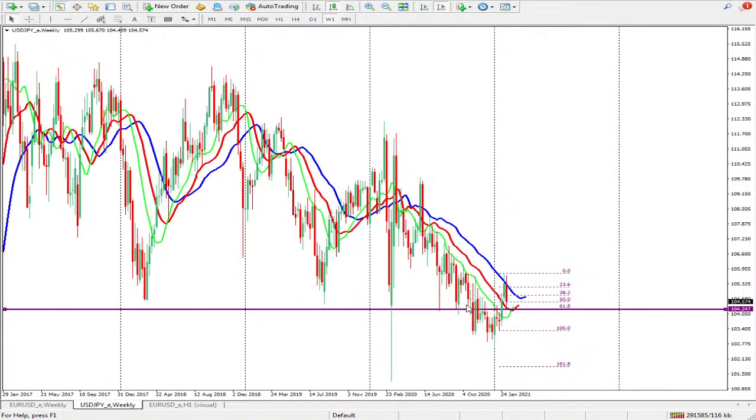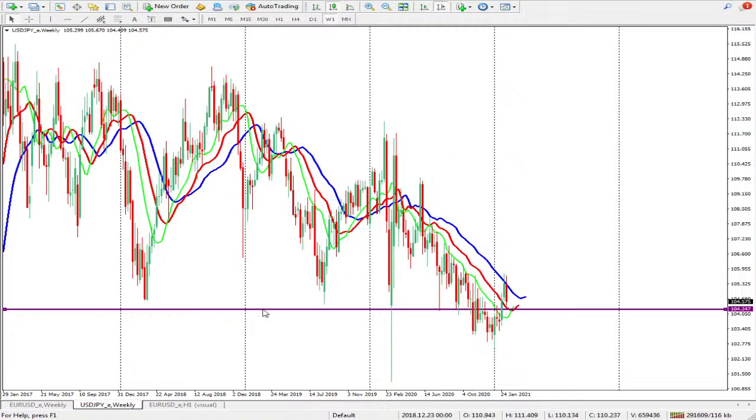So this USD JPY, this is what we are looking at. This chart is upwards. I'll explain why I'm saying this is upwards. For some reasons, this chart is supposed to continue to the upper side. Okay, listen.